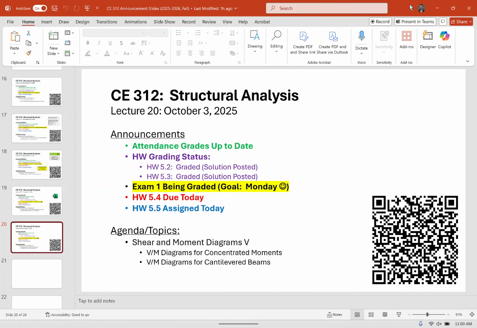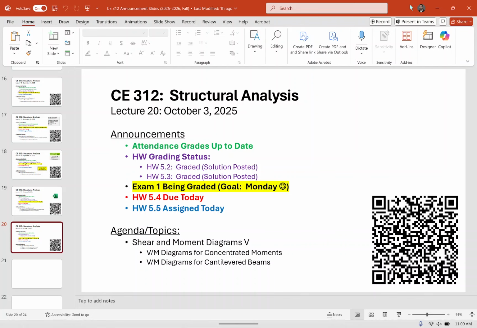So the only thing that's left is the exam, which come Monday, I'm really hoping to just knock out over the weekend, and then we will be current. We will be up to date with grades in CE 312. The exam's the only thing we're missing. So again, my apologies for the delay in getting that back, but my goal is to get that done this weekend.